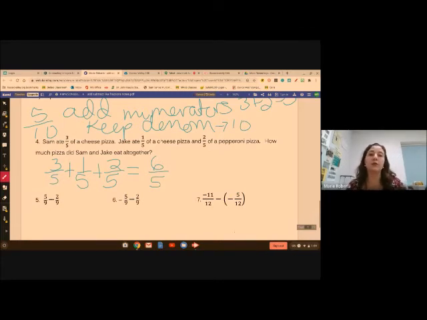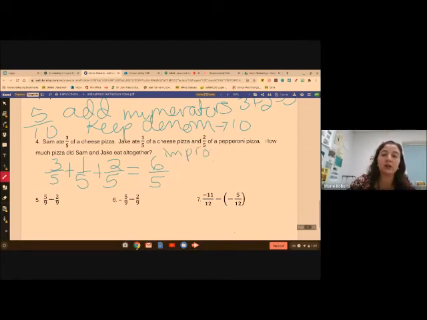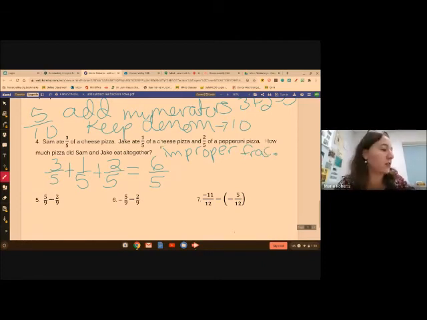And then hopefully you remember how to change an improper fraction. Let's write that down. Improper fraction. In case it's in a vocabulary, improper is when the numerator is bigger than the denominator. We're going to change that to a mixed number.